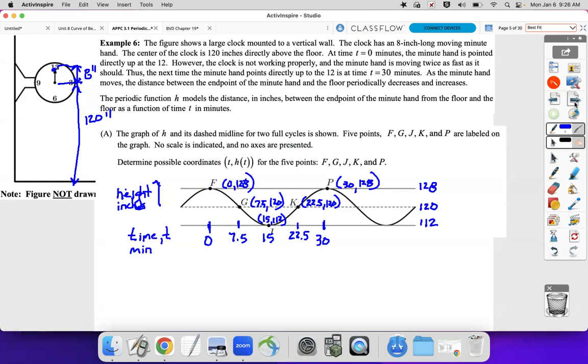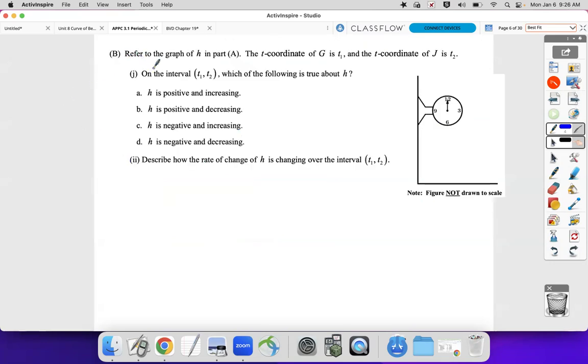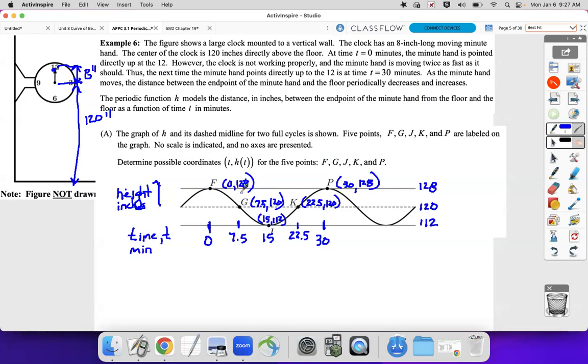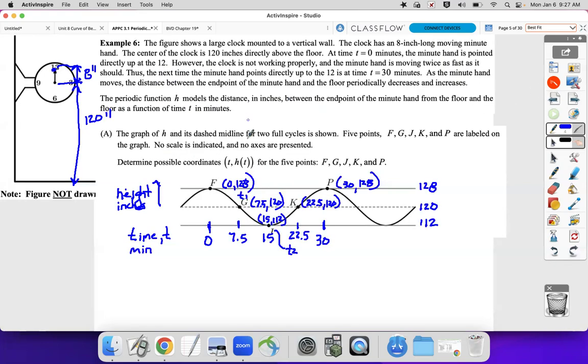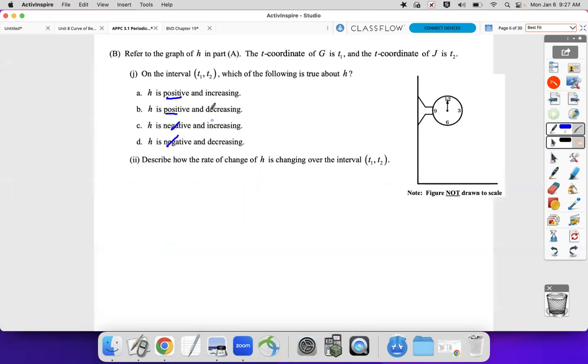Okay. So the next question says, referring to that graph, the T coordinate of G is T1 and J is T2. So we're going to label G as T1 and J as T2. And you can see this part of the graph from G to J is concave up, but it's decreasing. So we know that because the values go from 128 to 112, it's not a positive function, so we'll scratch out the increasing options. Now from T1 to T2, we can see that it is decreasing, not increasing. So B is correct.